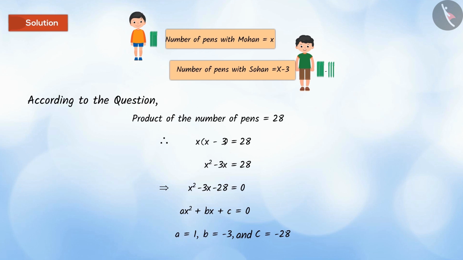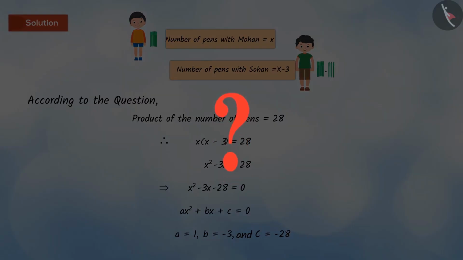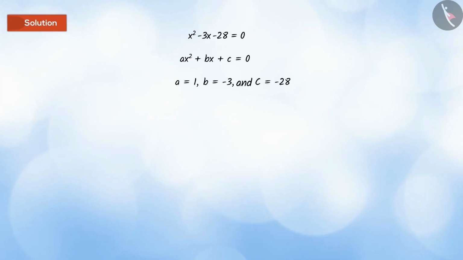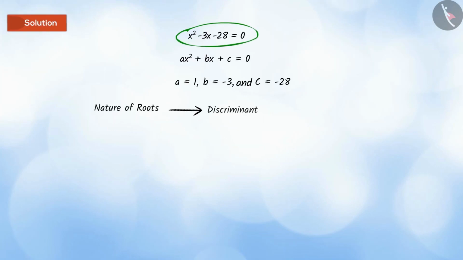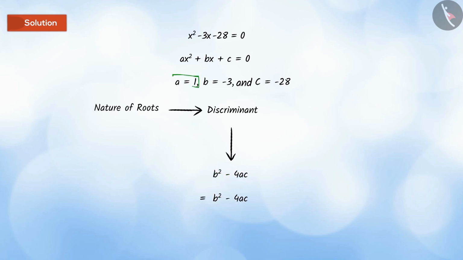Now, we have to find out the nature of the roots to check the possibility of the situation given in the question. How can we determine the nature of the roots? For this, we need to find the discriminant of the quadratic equation, that is, b squared minus 4ac. On substituting the values of a, b, and c, we get the value of discriminant to be 121.